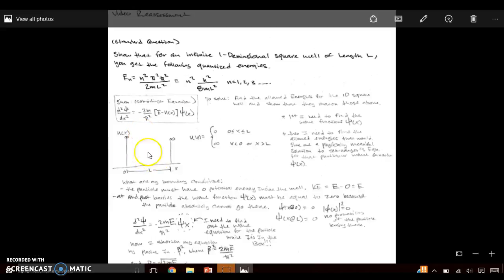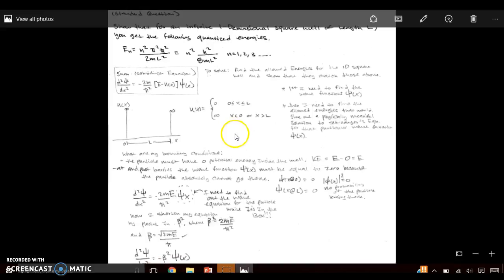So basically what's going on here is inside the square wave, the potential energy is zero. At the boundaries, which is x equal to 0 and x equal to L, you have infinite potential energy, which means that the particle cannot go there. There's no chance of finding a particle there, so therefore there and there the wave equation is 0.